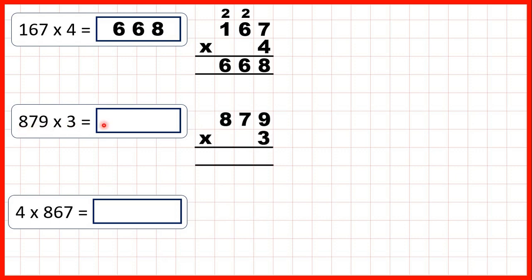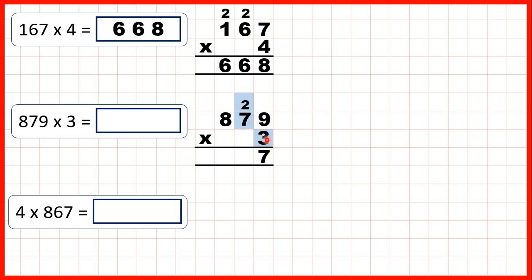Now we have 879 times 3, so we can set the question out in the same way, and we start by multiplying our ones. 9 times 3 is 27, so that's 2, 7, with the first digit above the next place value column along. Now 7 times 3 is 21, but we need to remember to add the 2 that's on top, the 2 tens that we made by multiplying our ones digit.